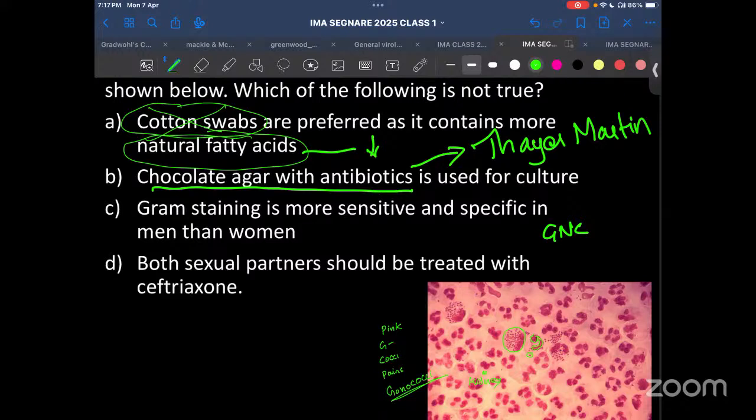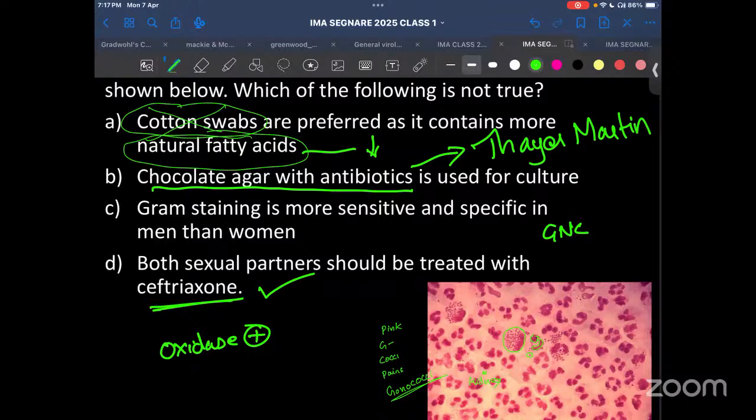Now, both sexual partners should be treated with ceftriaxone. That is a drug of choice for gonococci. Now, some extra points for gonococci. This is an oxidase positive organism. In its family, there is another member known as meningococci or Neisseria meningitidis that causes meningitis. So, both of these organisms are oxidase positive.